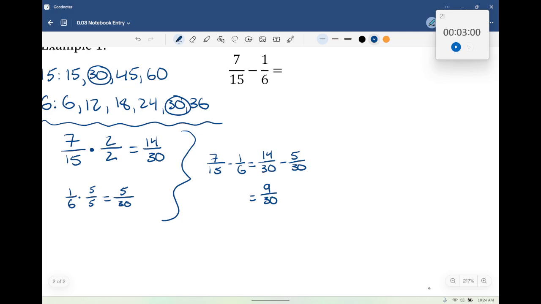The push question here, and I want to see hands for this, should I leave this as 9 over 30? Let me see hands. Let me see hands. Should I leave this as 9 over 30?